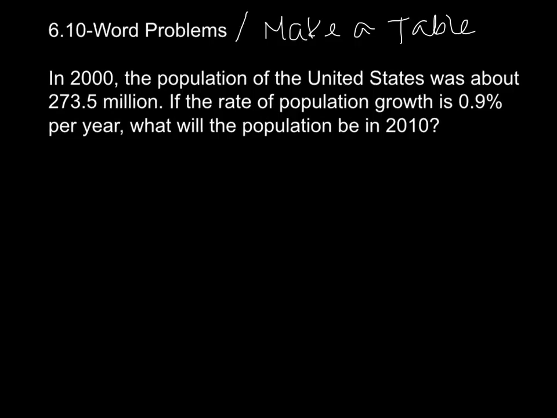It says, in 2000, the population of the United States was about 273.5 million people. If the rate of population growth is 0.9% per year, what will the population be in 2010? Okay, so we need to make a table.